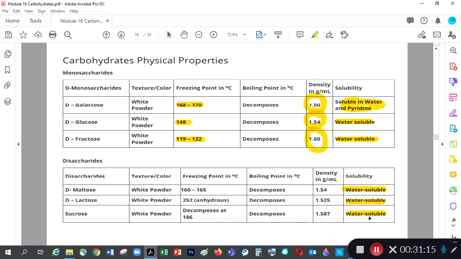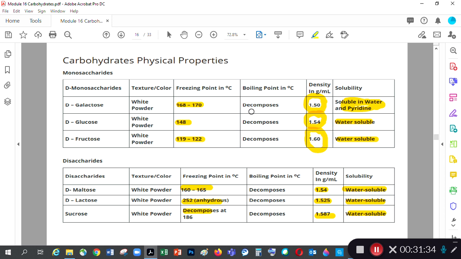So they are really soluble, and their density, even the monosaccharide compared with the disaccharide, is almost identical, not the same, but very close to each other. And the freezing and melting points are still very high in disaccharides as well.